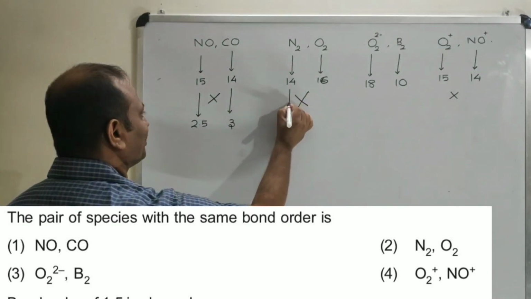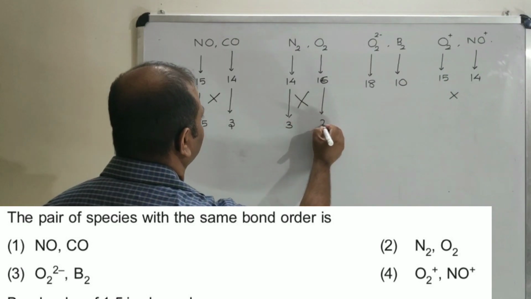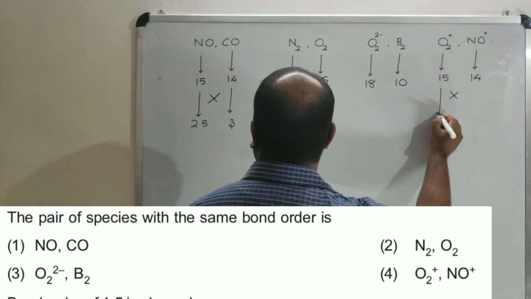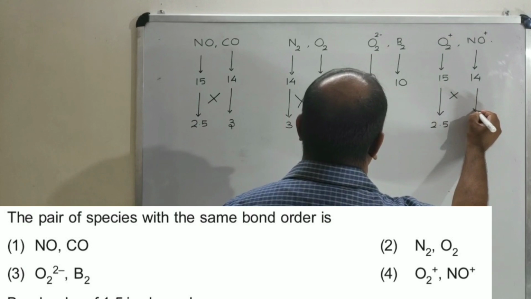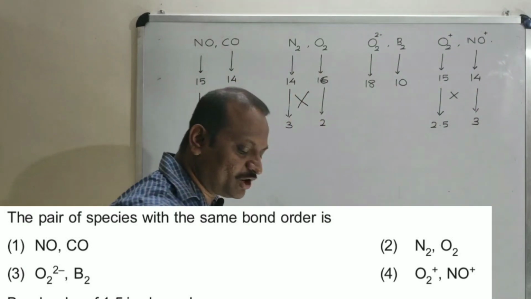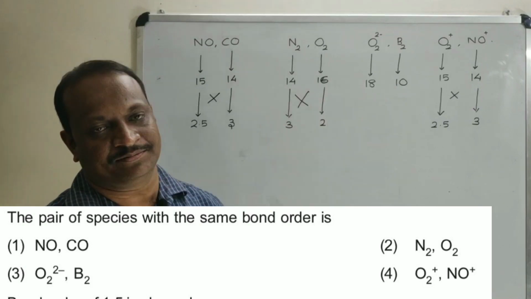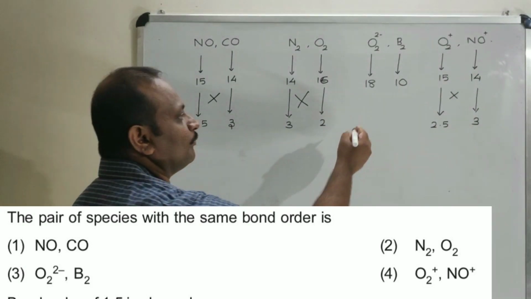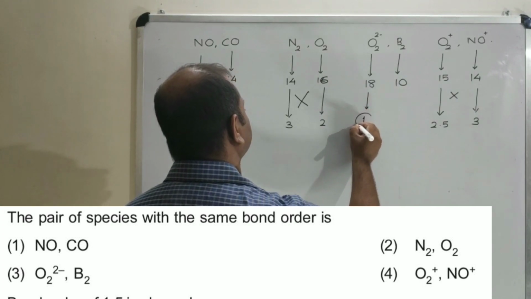For nitrogen again, you know, bond order is 3. And for oxygen, here bond order is 2. And in the last case, 15 again comes as bond order 2.5, and this is 3. So only one option is live there. What is that option? 18 and 10. So 18, what is the bond order? In this case, you can see that bond order is 1.